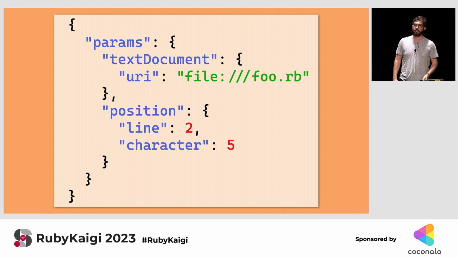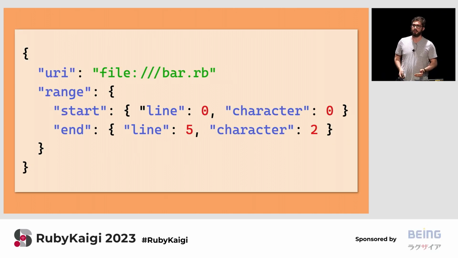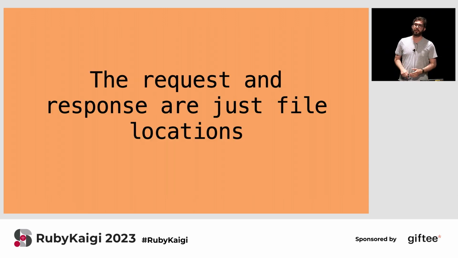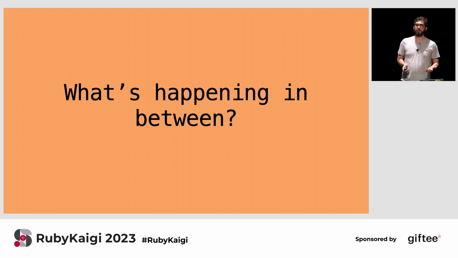What the editor expects as a response is another location, the location of the definition, the declaration location. And that includes the URI of the file, because the declaration may be in a different file, so in this case, bar.rb, and the range where the declaration exists in that file, so from line 0 to 5 in this example. Both the request and the response for go to definition are just locations. So we need to figure out what's happening in between. How do we go from the position where the user clicked to the declaration location?